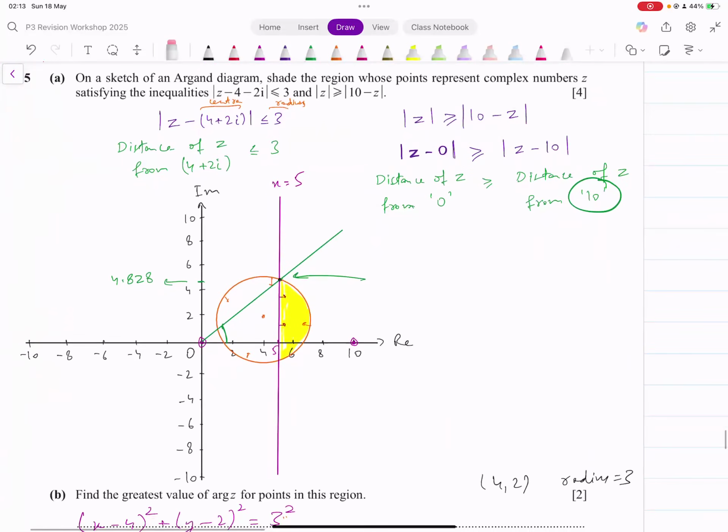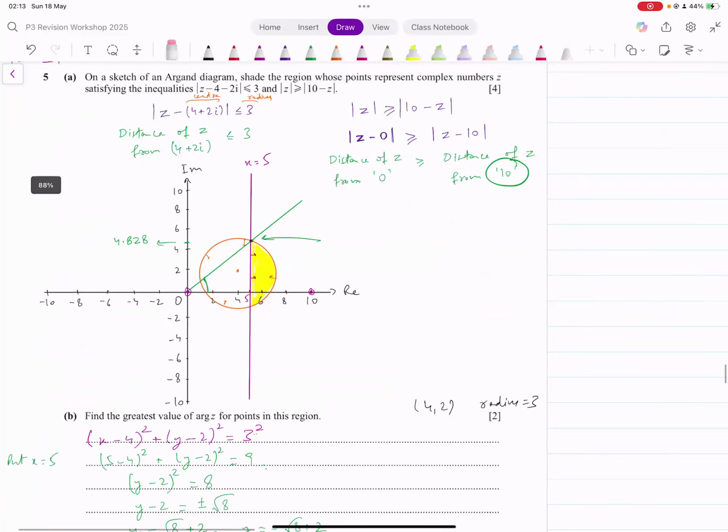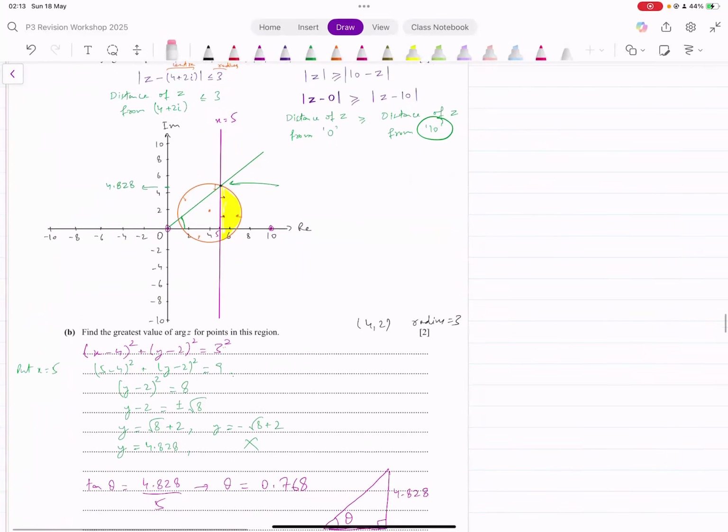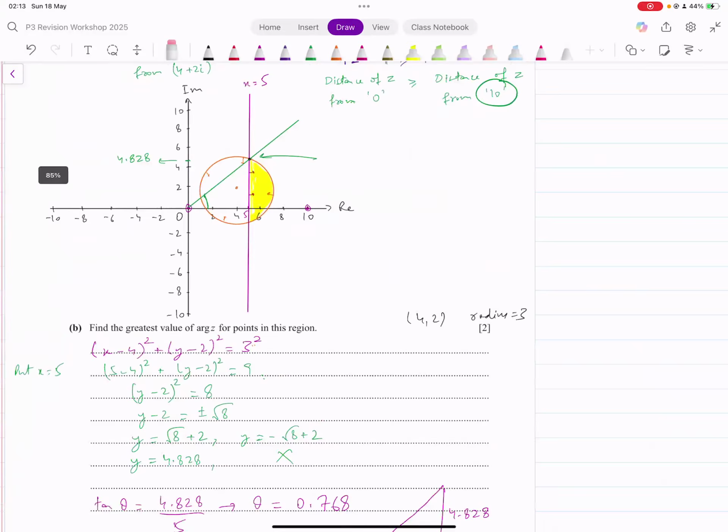This is another loci problem. You can look at the first part. That's pretty straightforward. In the second part, they say find the greatest value of argument of z for points in this region. Where will the greatest value be?